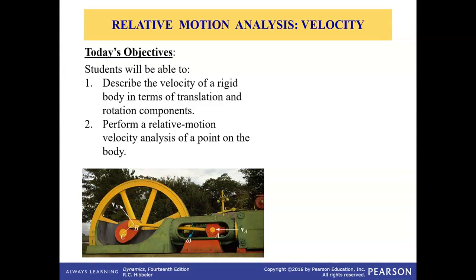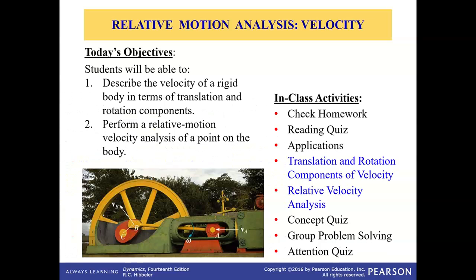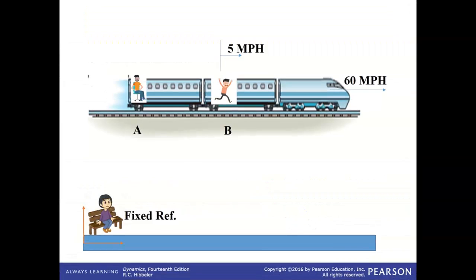Hello, this is the second part of relative motion analysis for velocity. In the first part, we have seen how to calculate relative velocity using the equation VB is equal to VA plus VB with respect to A. So it's the same topic, but I'll explain this with the slides here.